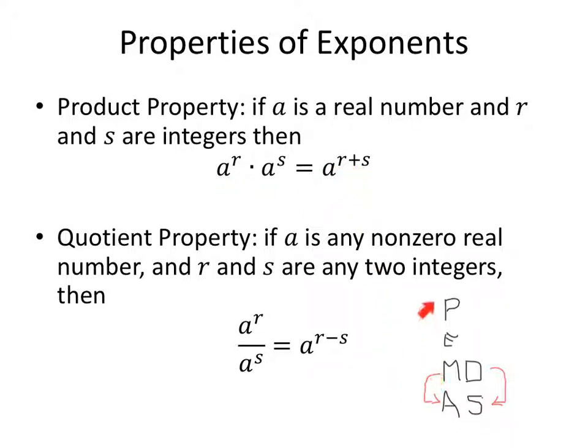Check it out. In our order of operations, parentheses, exponents, multiply and divide on the same level, add and subtract on the same level. If we multiply two things with the same base, we step down and we add the exponents.